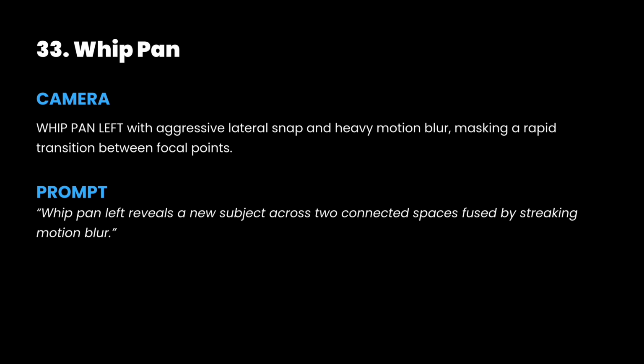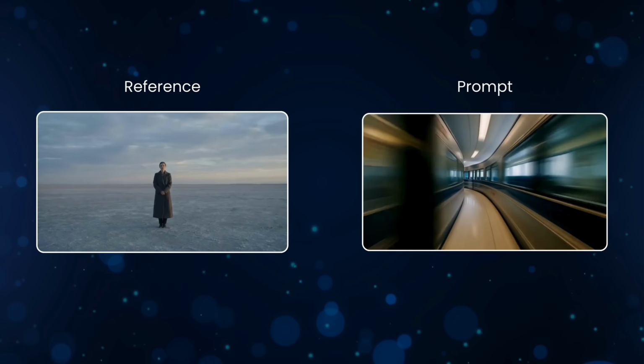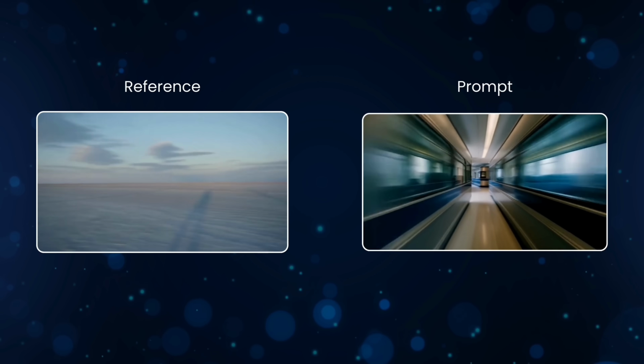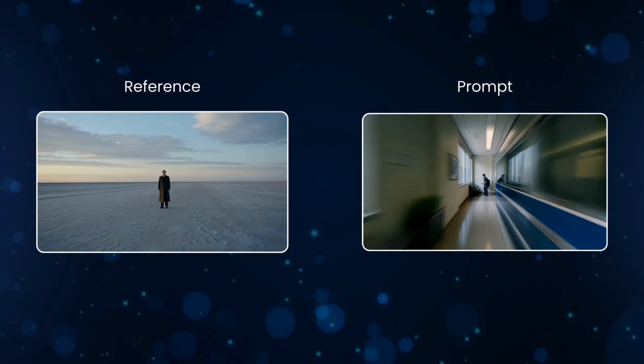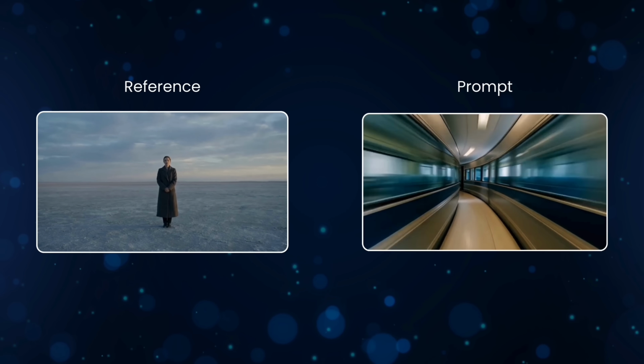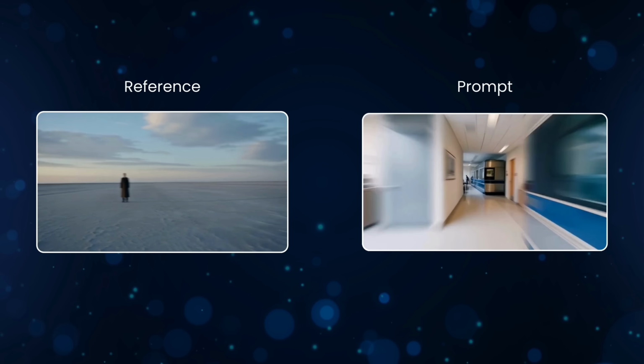Number 33. Whip pan. A fast lateral sweep that disorients then reveals. This angle injects kinetic energy and surprise. Use it to bridge spaces or reveal action beats in dynamic interiors or continuous environments.